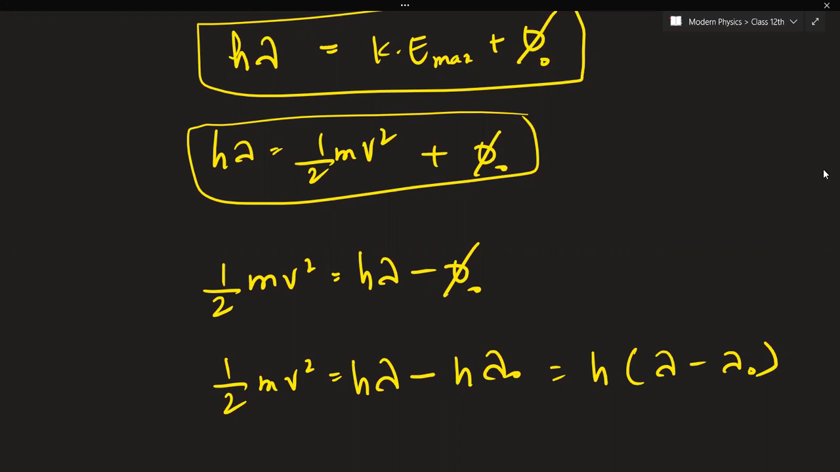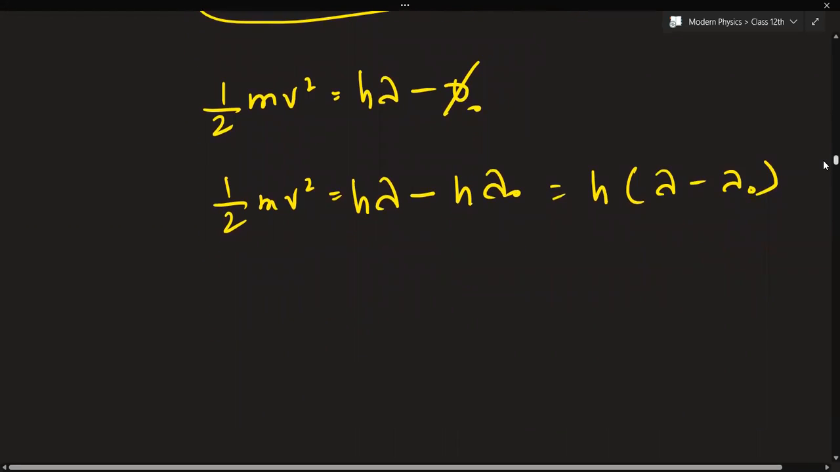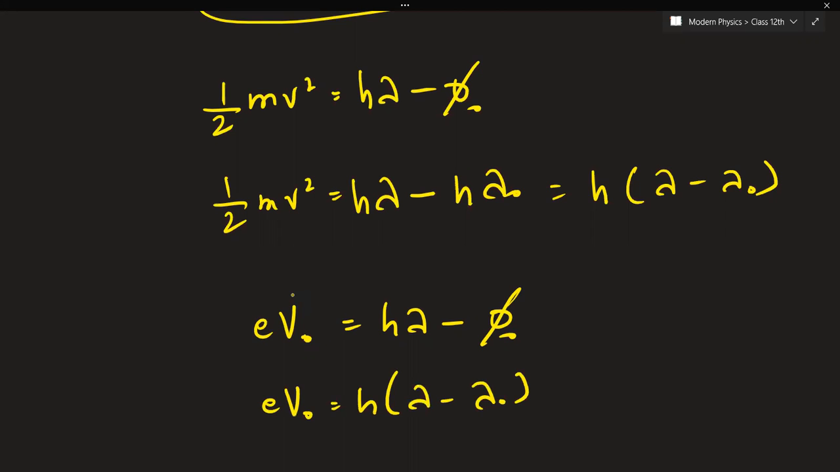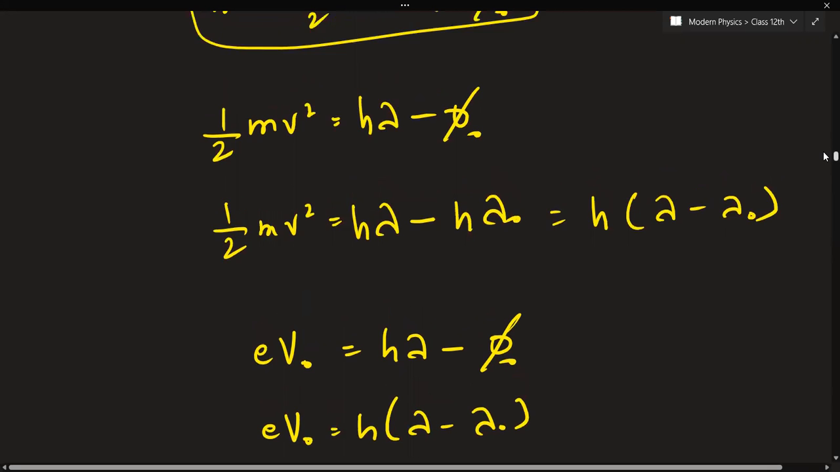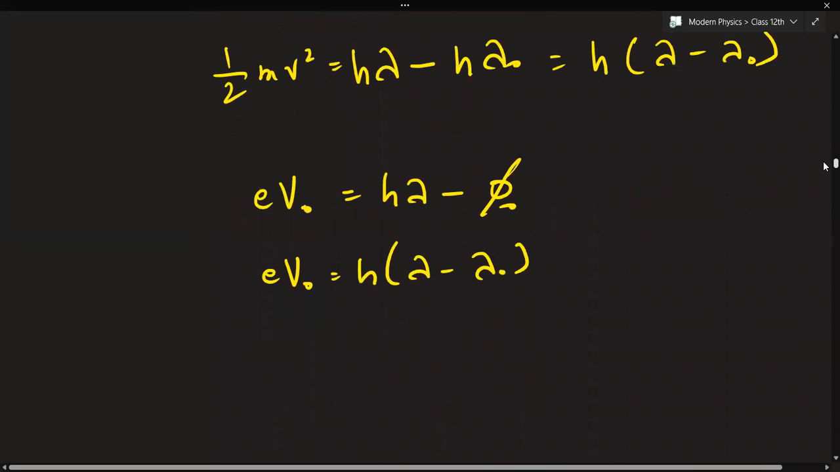If at a certain place all the energies are given in electron volt, you can even write e V naught is equal to h nu minus phi naught, because kinetic energy is equal to e V naught. Now you can modify and write it in whichever manner you want. You can write e V naught is equal to h nu minus nu naught. Same thing, whatever modification, because now you are aware of the basic things, you are in a condition to solve all the numericals. Any manner you can modify.